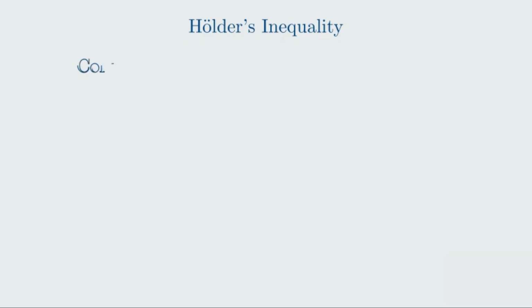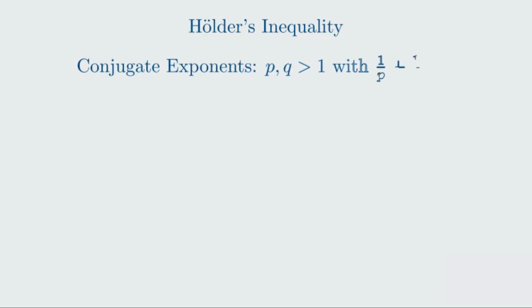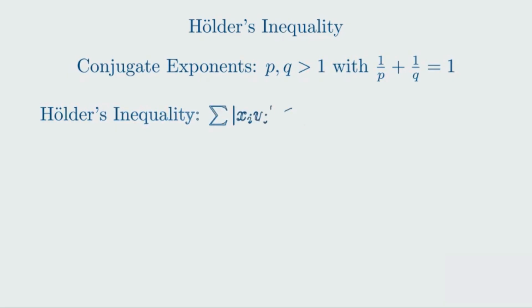Those numbers, p and q, are called conjugate exponents. They are any real numbers strictly greater than 1, with the property that 1 over p plus 1 over q equals 1. For example, if p is 2, q must also be 2. The formal statement of Holder's inequality is this. The sum of the absolute values of the product x_i y_i is bounded by the product of the p-norm of x and the q-norm of y, where p and q are conjugate exponents.